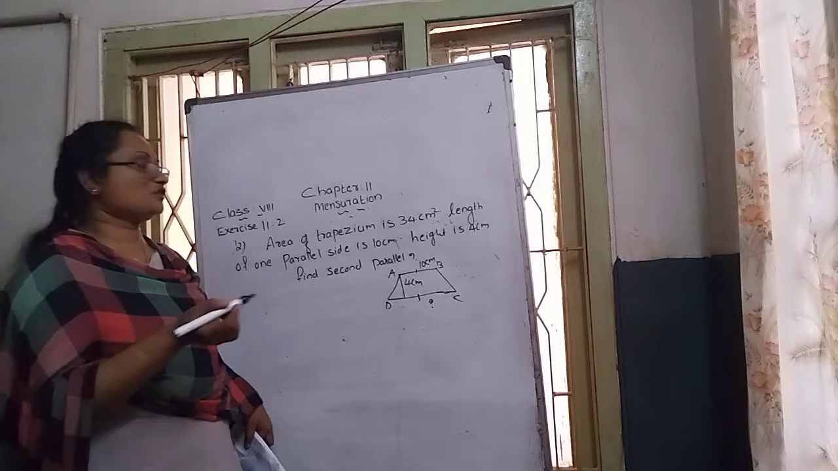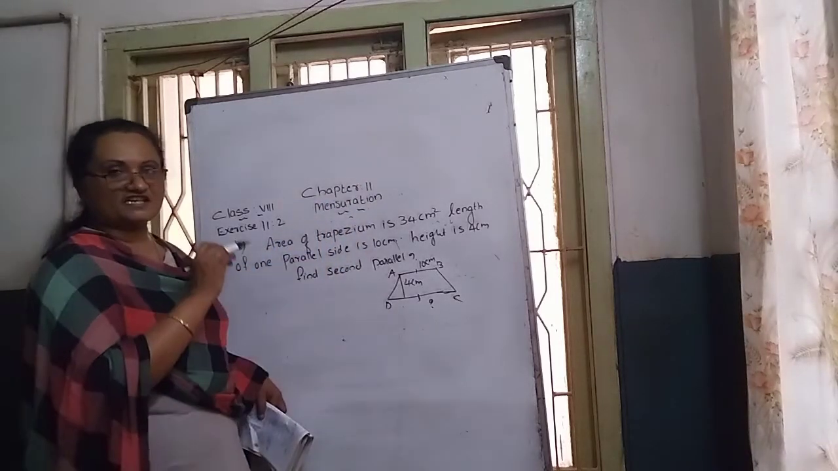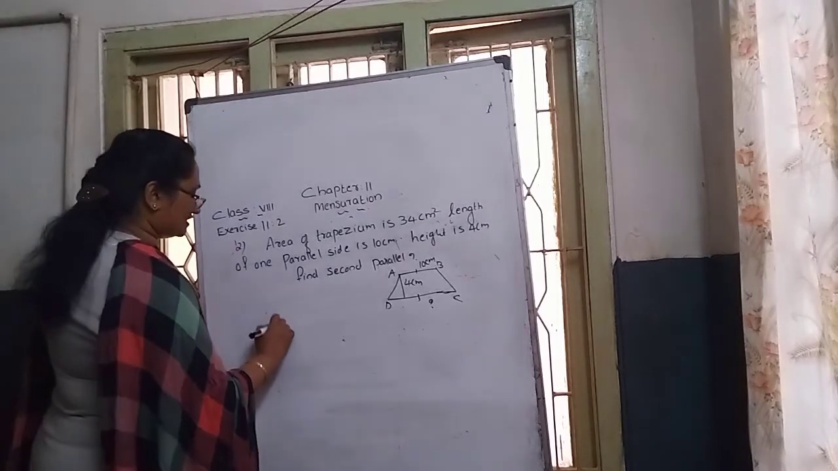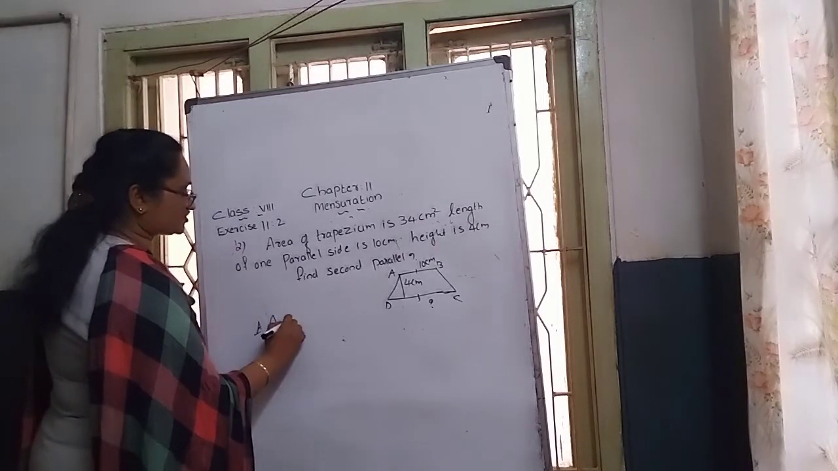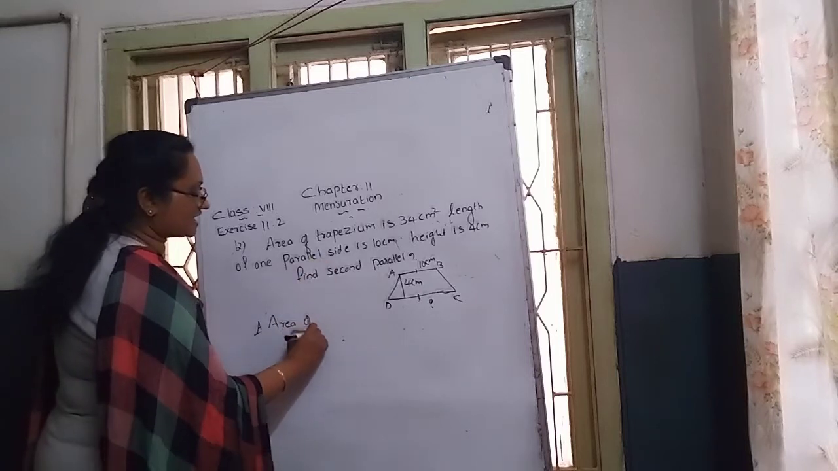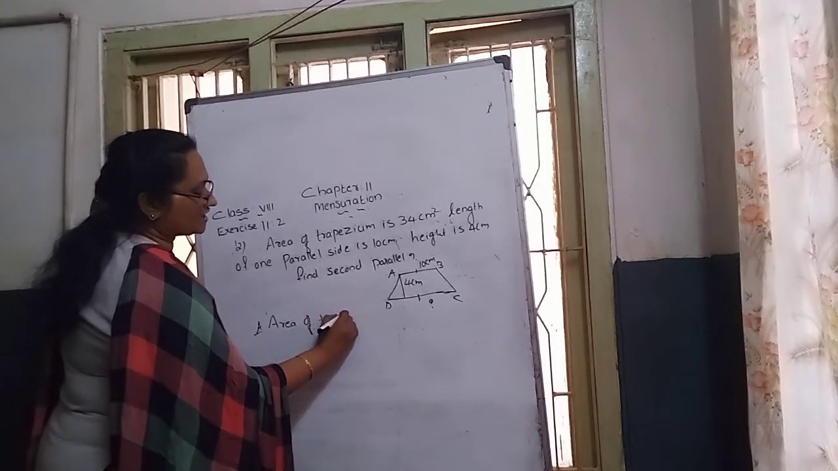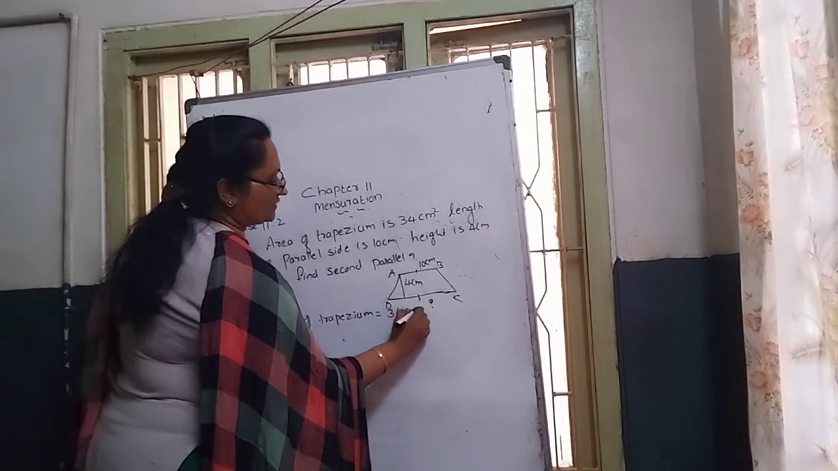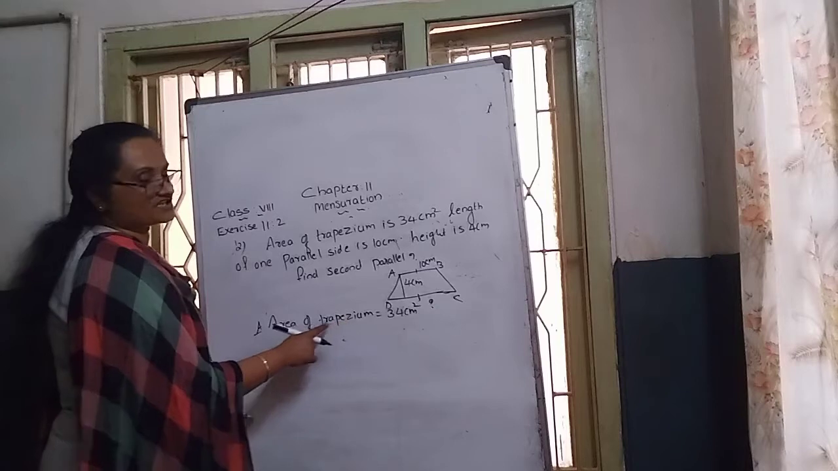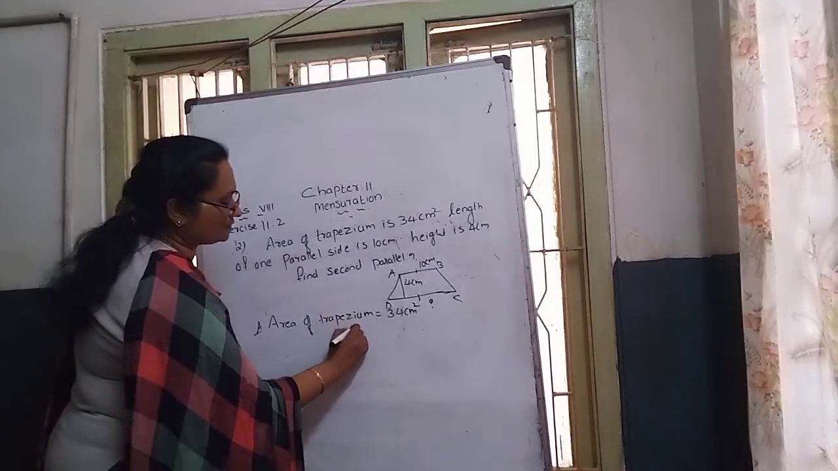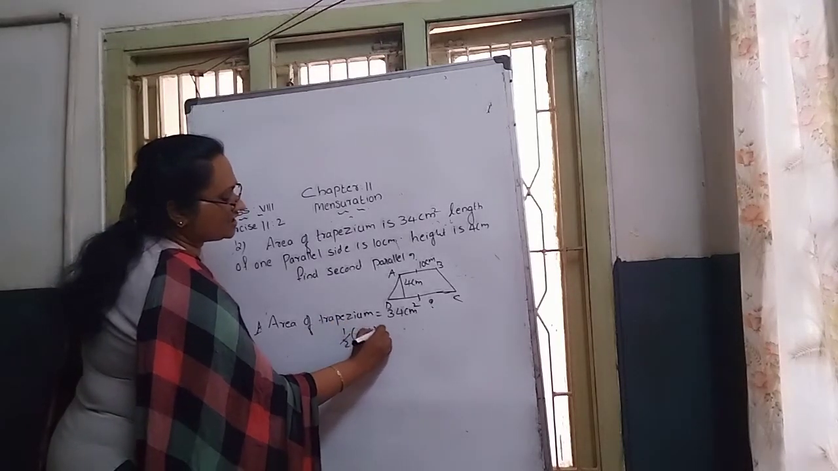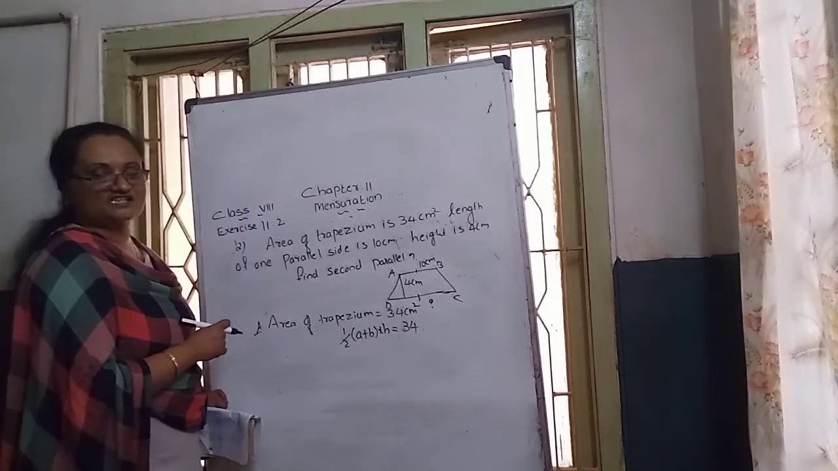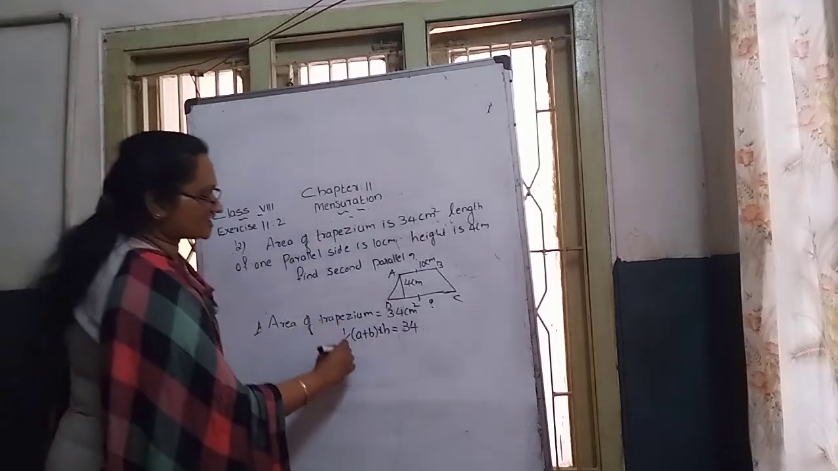How do we find it? They already gave the area, so using the area formula we find the unknown value. How to start? First we start with the given: the area of the trapezium is 34 centimeter square. The formula for the area of a trapezium is half into (A plus B) into H. That is equal to 34, given in the question. Substitute that value.